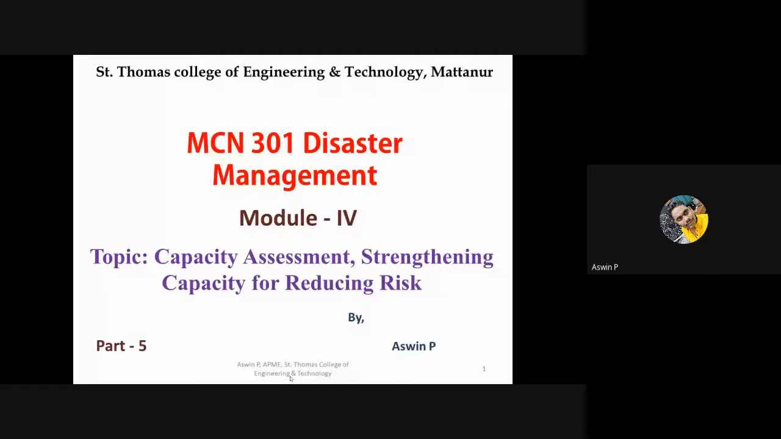Now, we need to assess what the capacity is, whether the capacity we have built is enough or we require anything more. That should be assessed, and after that we need to strengthen the capacity. If the assessed capacity is less, then we need to strengthen the capacity for reducing the disaster risk. Hope you are understanding the terms. So first, the capacity assessment.